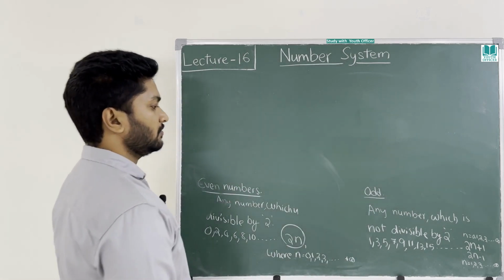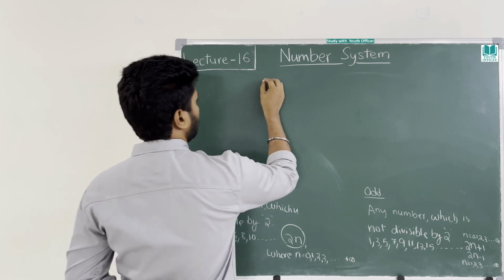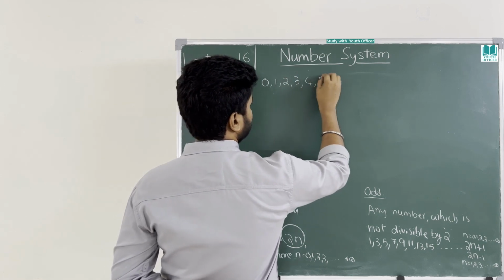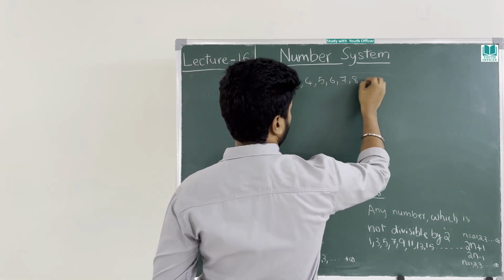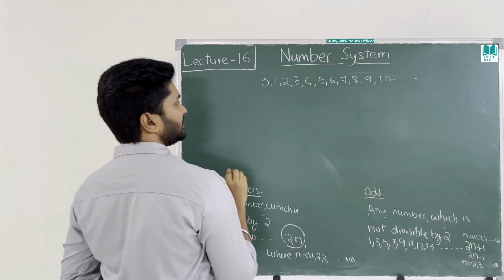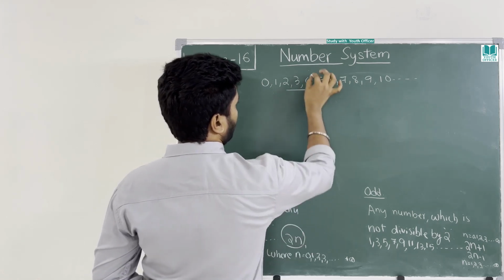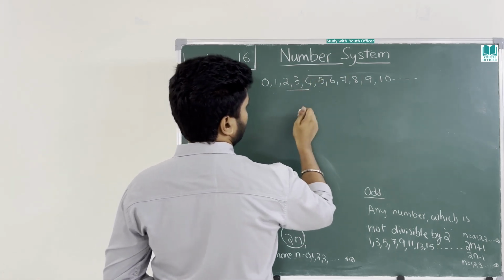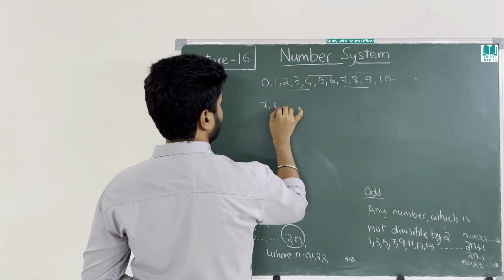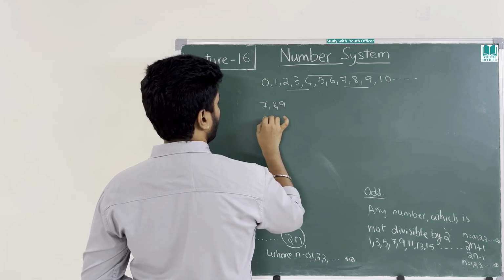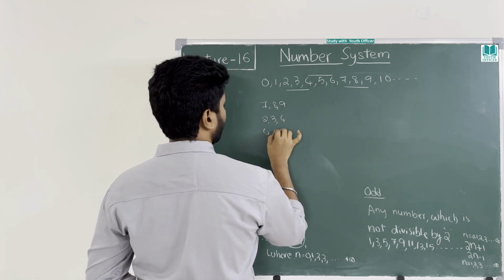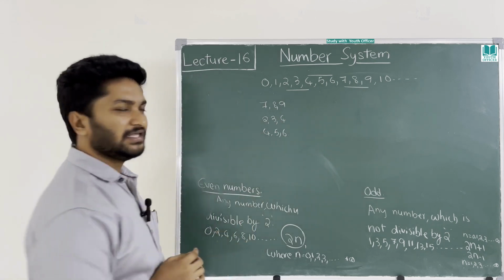Okay. Now, if you take any number, normally you will take 0, 1, 2, 3, 4, 5, 6, 7, 8, 9, 10. You select any 3 continuous numbers. These 3 or these 3. Any 3 numbers. Let us take these 3: 7, 8, 9. These 3: 2, 3, 4. These 3 numbers: 4, 5, 6. What is happening?